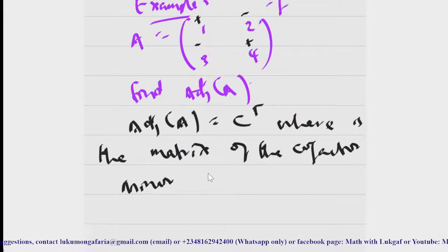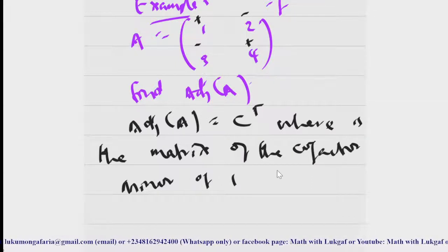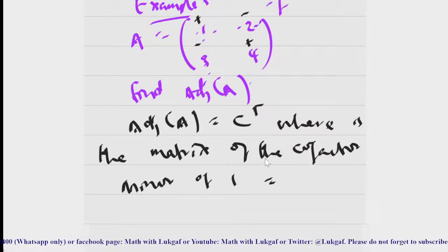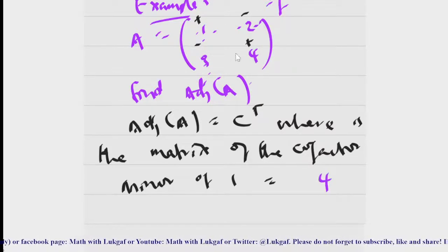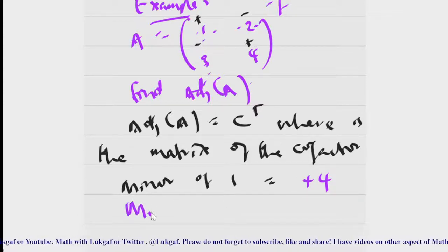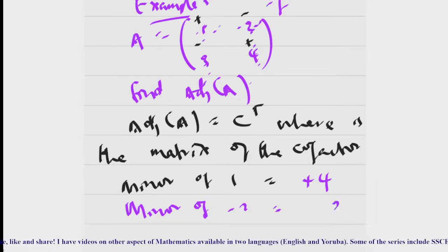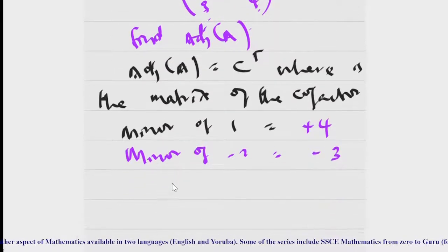So you now do it one by one. Minor of 1. Don't forget I told you the minor is obtained by clearing the row as well as the column. If you clear the row of 1 as well as the column, what are you going to have left? 4. And the sign is plus. Again, you also find the minor of minus 2. You clear the row as well as the column. That is 3, right? What is the sign on top of it? Minus, so minus 3. I hope you understand now.